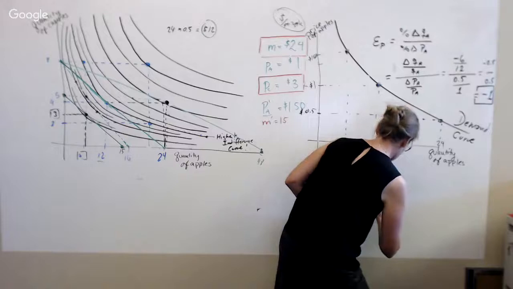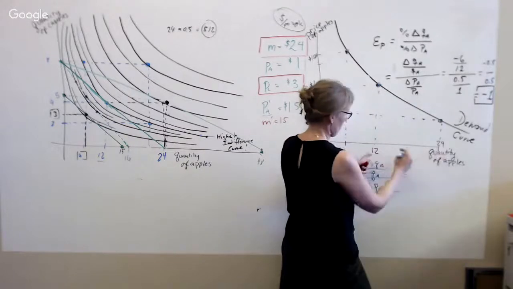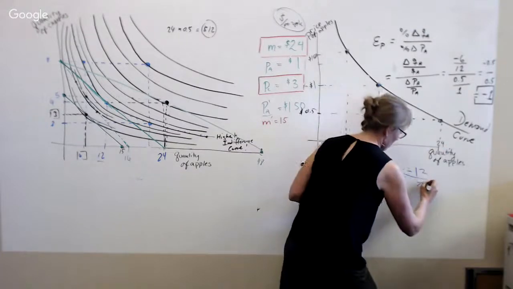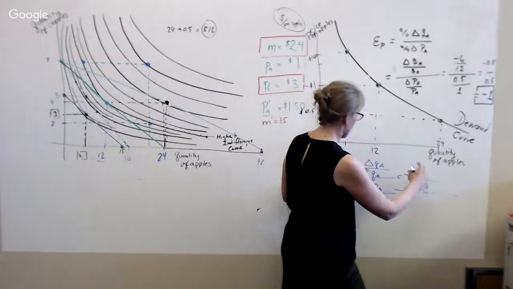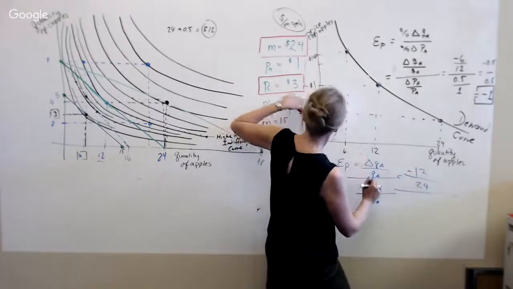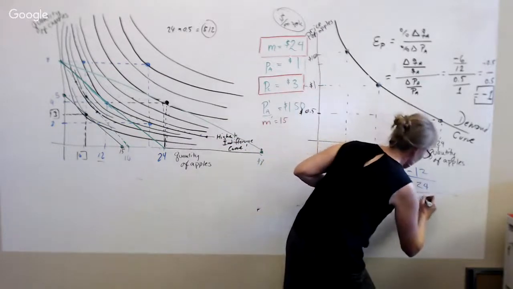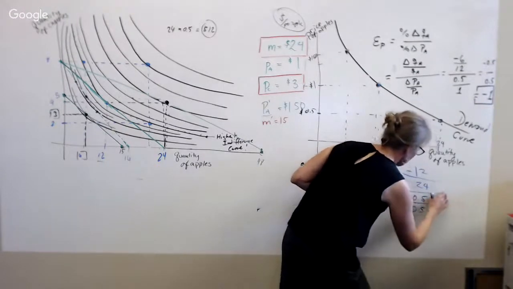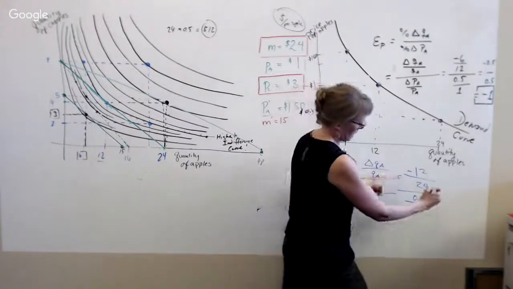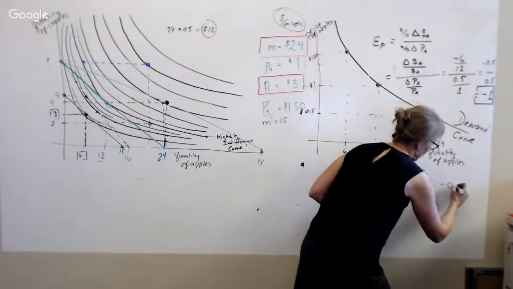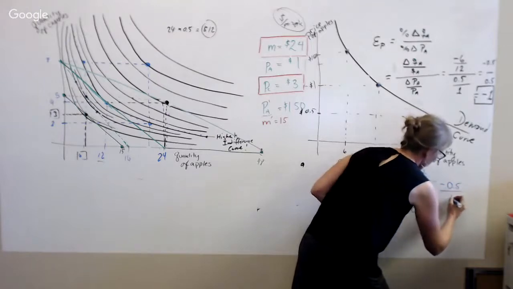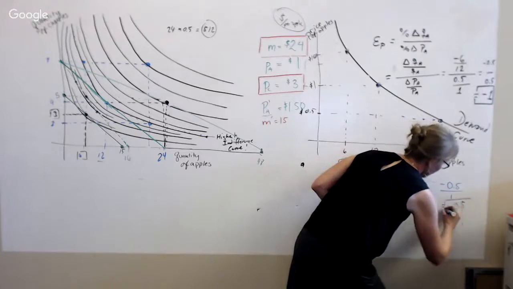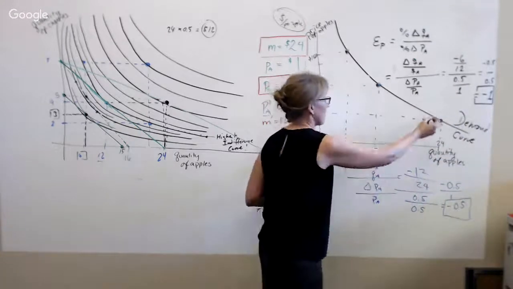So the change in the quantity of apples is from 24 to 12. So that's negative 12. And our initial one was 24. Divided by our change in price, which is 50 cents, from 50 cents to $1, but the original was also 50 cents. So we've got negative 0.5 divided by 1. So we've got negative 0.5. It's not the same. It's a different elasticity.